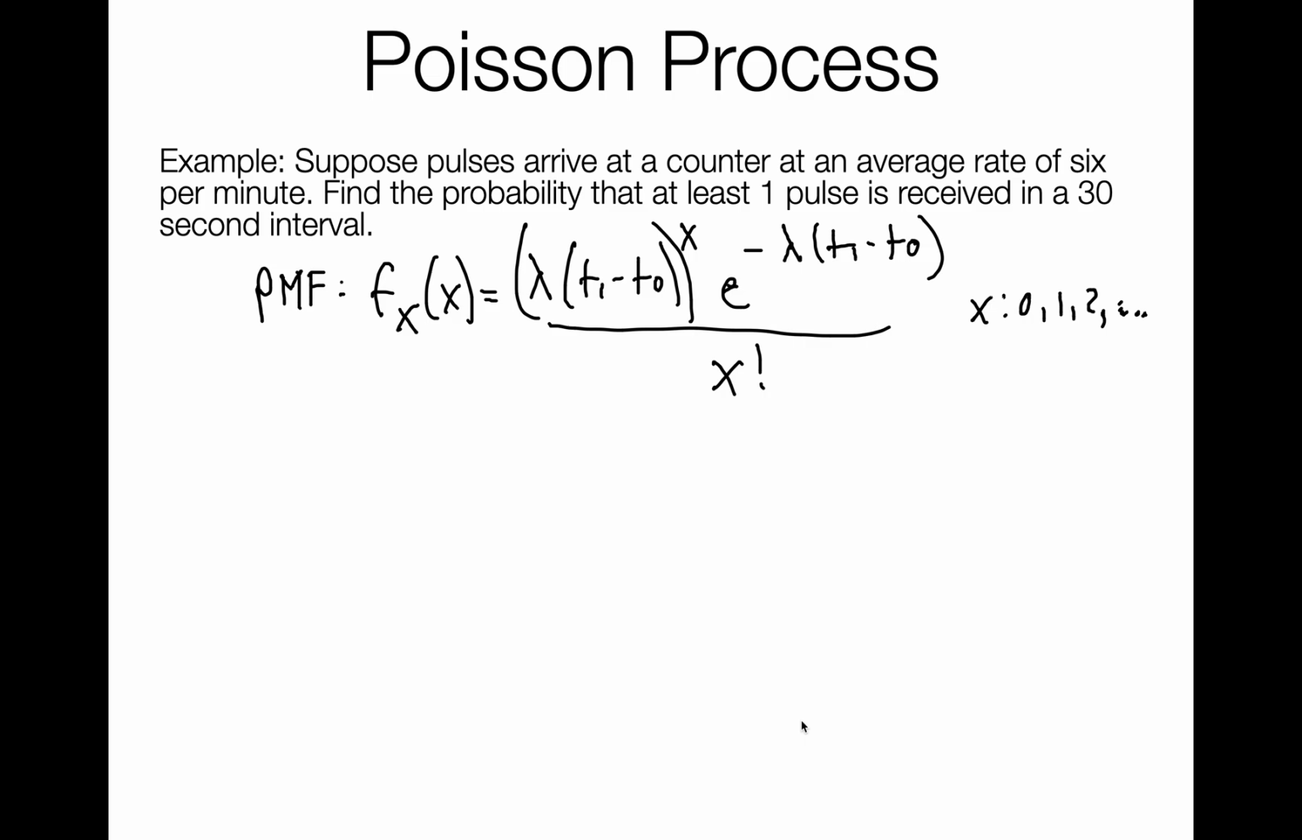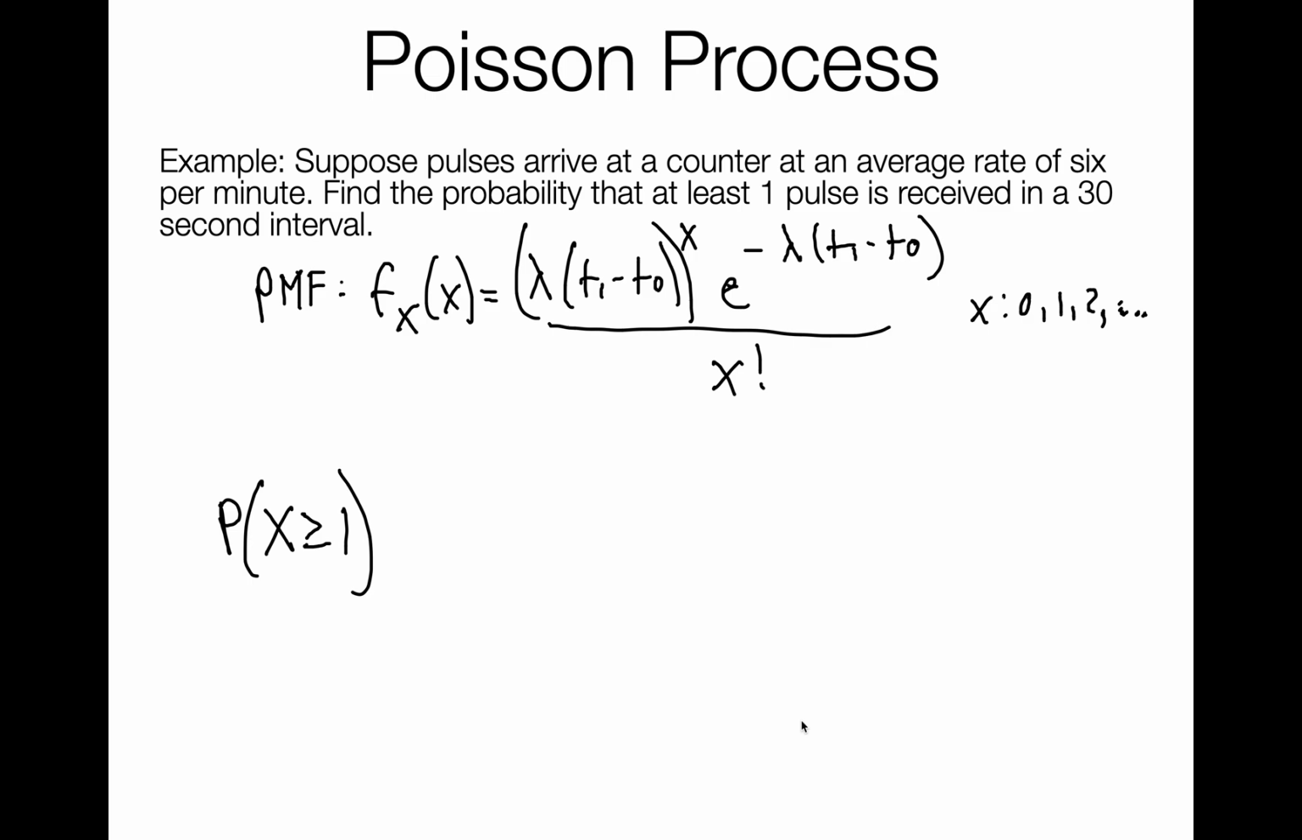And so I want to find the probability that x is at least 1, that I get at least one pulse in a 30-second interval. Okay, so now there's a couple different ways that we can go about this. The tough part here is that it's not easy to guess what T1 and T naught are.